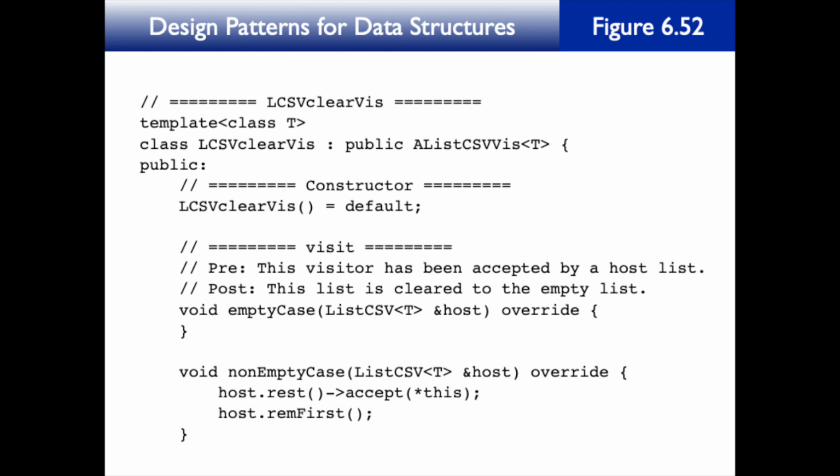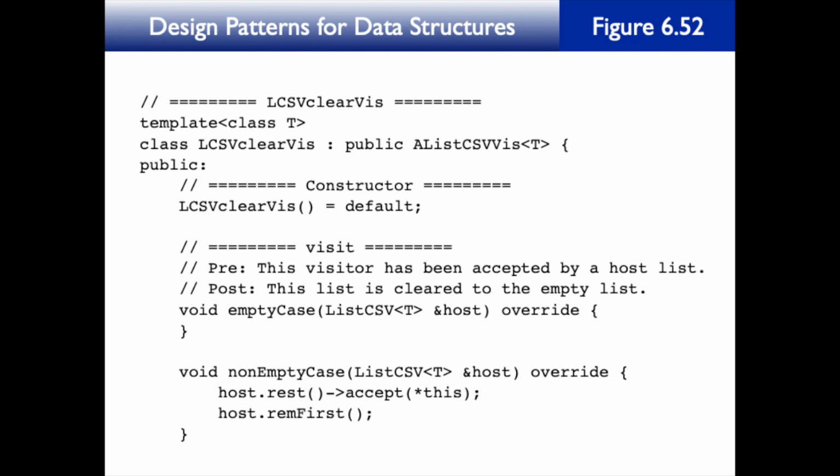In figure 6.52, we have the code for the clear visitor. And there is the constructor. Notice that the constructor here does nothing because there are no parameters and there's no return value. There's no attributes that need to be set with the parameters. Now, as is the case for the list CS version, if the list is already empty, then there's nothing to clear. And now look how simple this code is for the non-empty case.